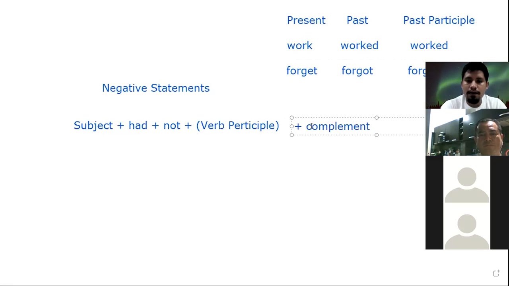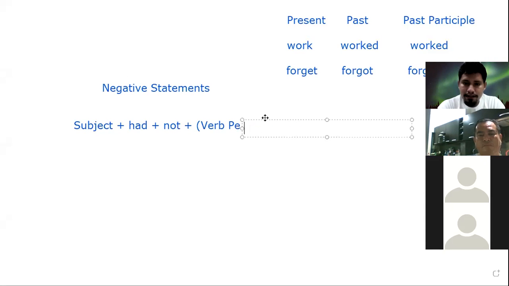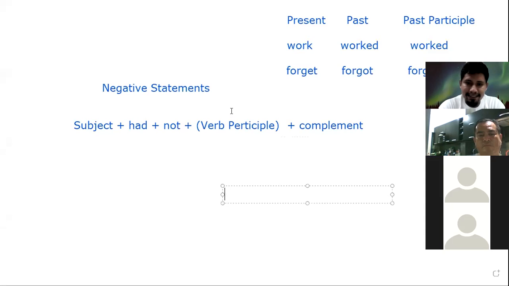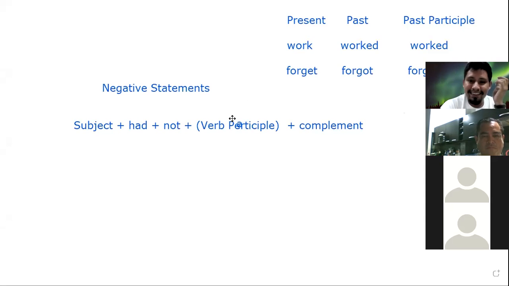We're going to be using a complement. So, this way: subject plus had plus not plus verb in participle. I have a mistake here. This must be an A. I think you understand what I'm trying to do there, because I just want to add an H. Participle, okay.